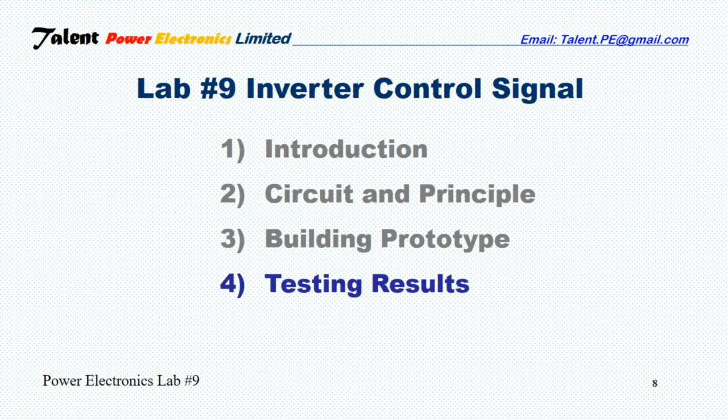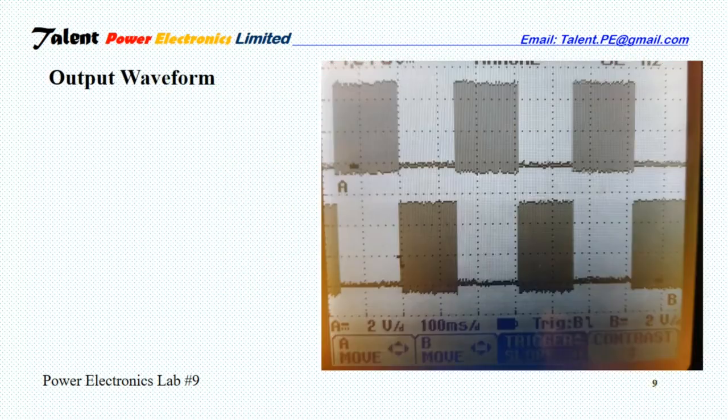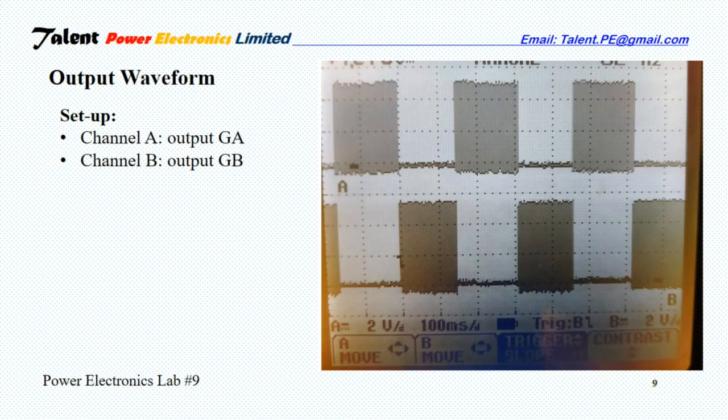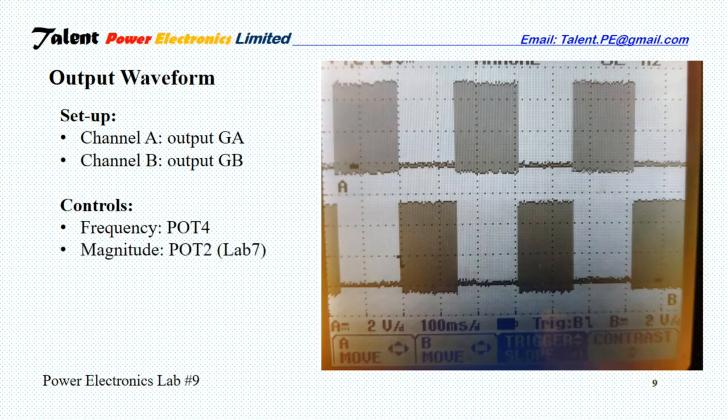Let's test the prototype and get the results. Here is a waveform captured from the output of the circuit. Channel A shows the first half bridge signal GA. Channel B shows the second half bridge signal GB. To control the AC output frequency, adjust the value of POT4. To control the AC output magnitude, adjust the value of POT2 in Lab 7, which changes the PWM duty cycle.